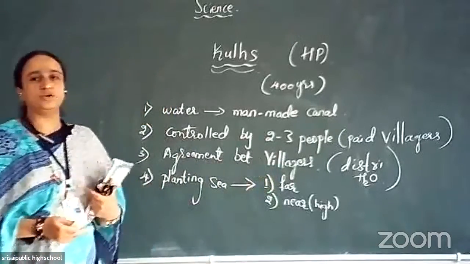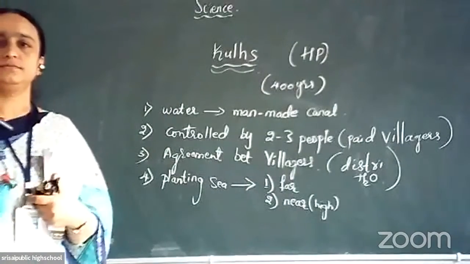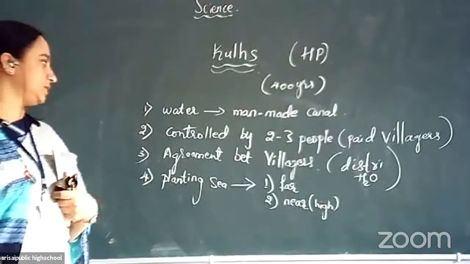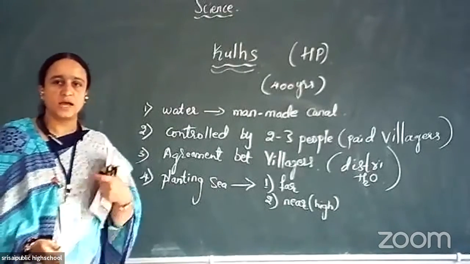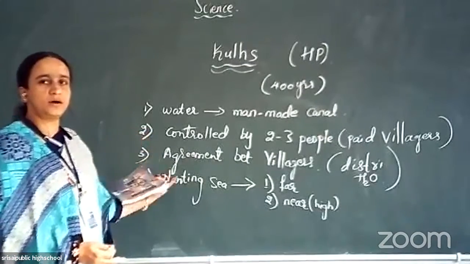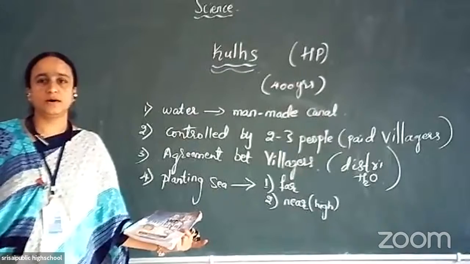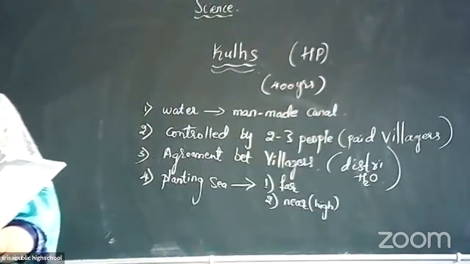Okay. And the next thing, during the planting season, who was given the first preference? The villages which are far away. Very good. The villagers, those who were far away, were given the first preference. And then to the villagers who are nearer. Okay. In this way, the uniform distribution of water was there.